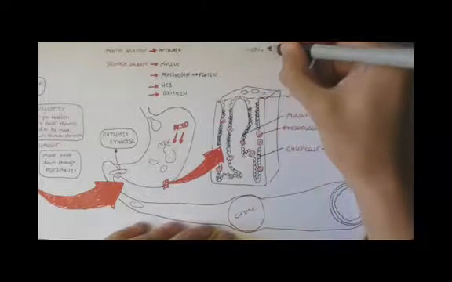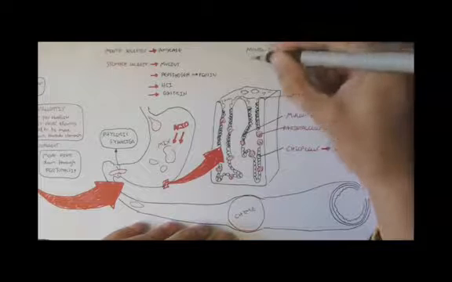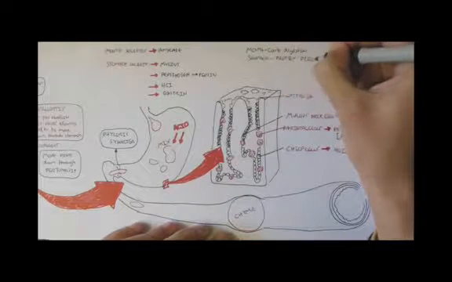I hope you got that. And on top we have some epithelial. And there are of course other types of cells here, but we won't discuss them.